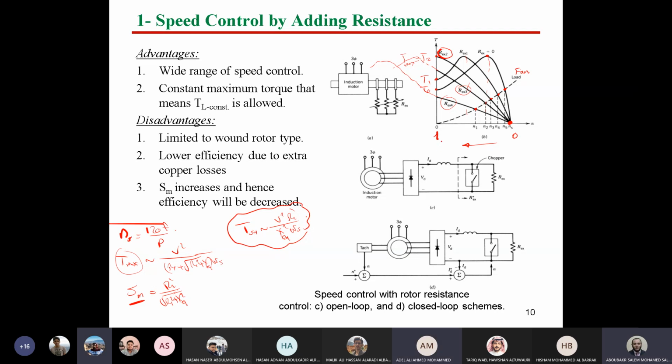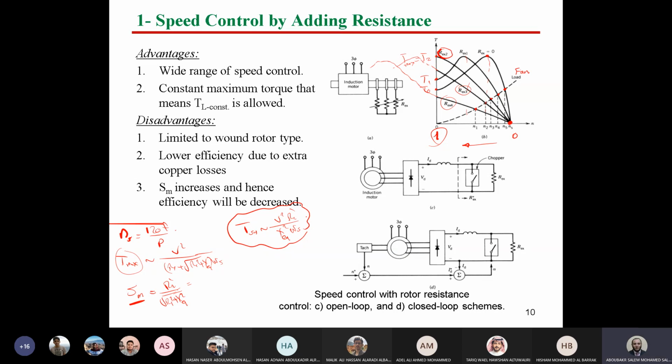1. Equals 1, right. So the critical point of T starting equals T maximum, the value of resistance, can be calculated if we make S maximum equals unity. If you set S maximum equals (R2 prime plus R add) divided by the square root of (R1 square plus X equivalent square), this will be equal to unity. You can get the value of added resistance which satisfies this condition.